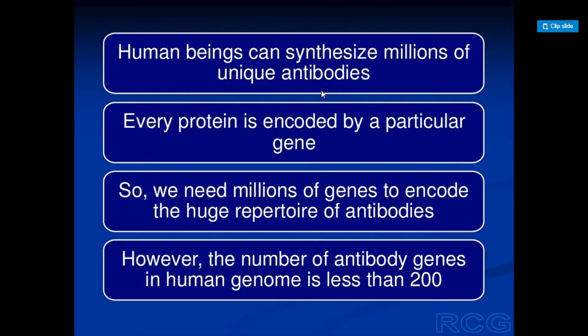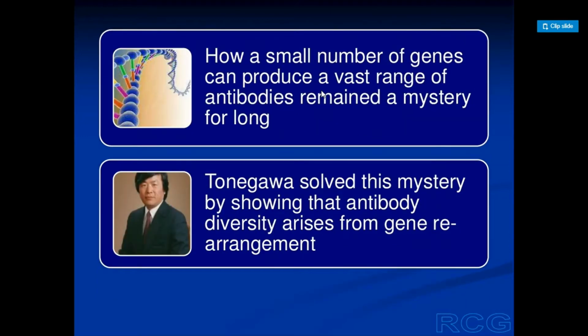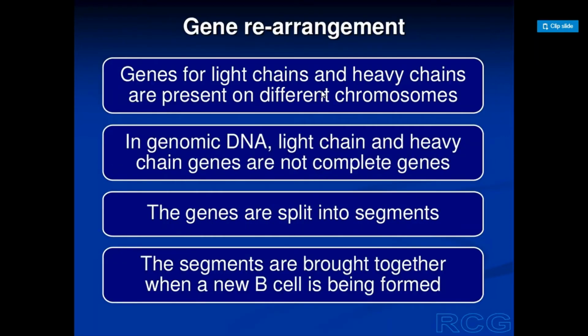Now, how can this be possible? Are millions of genes required, or is less than 200 enough for maintaining this diversity? This mystery was solved by the scientist Tonegawa, showing that antibody diversity arises from gene rearrangement. What does gene rearrangement mean?